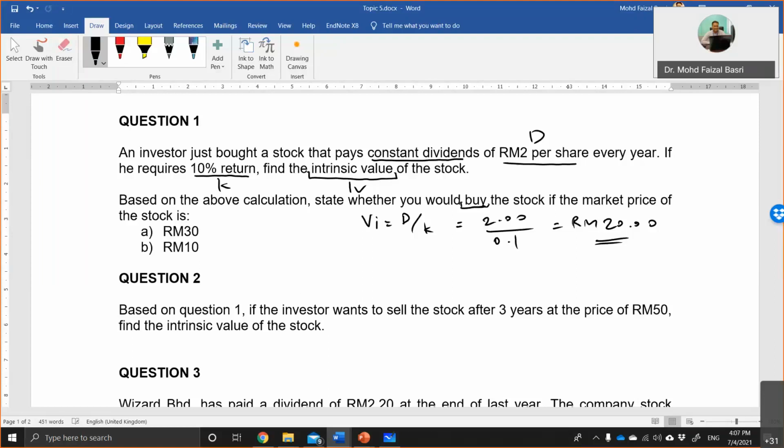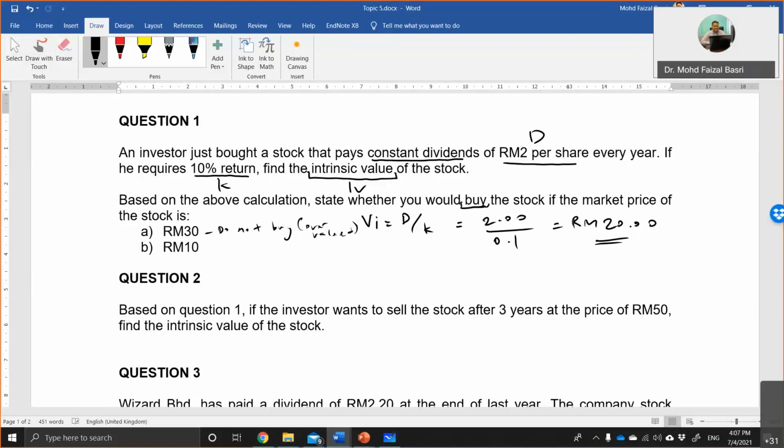Okay, but anyway, so 20 ringgit compared to 30 ringgit. So this 20 ringgit is the real value. So 30 ringgit is the market price. So 30 ringgit is more expensive than 20 ringgit. Okay, so for A, yes, your answer is do not buy. Okay, reason being overvalued. Your reason is only one because it's overvalued. Okay, the market price is more expensive as compared to the real value.